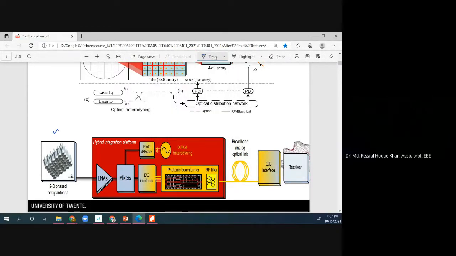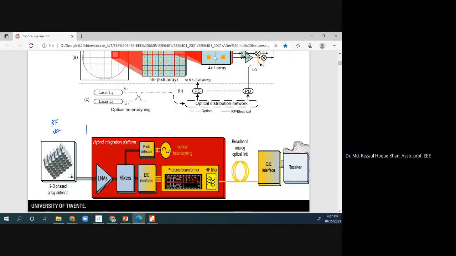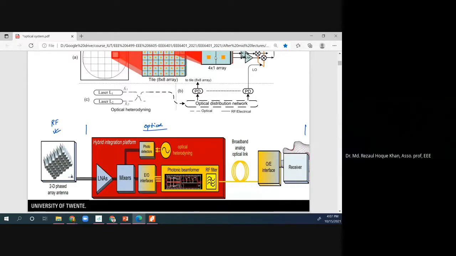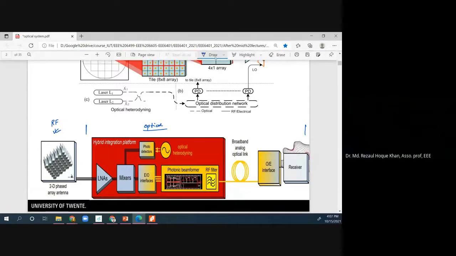Okay, this is an antenna. This is actually in the RF domain. This portion is totally in the optical domain. The fundamental application of optics actually is to replace the conventional RF system. That is actually the main application advantage in optics, and that is actually happening here. Okay, I will explain to you stage by stage.